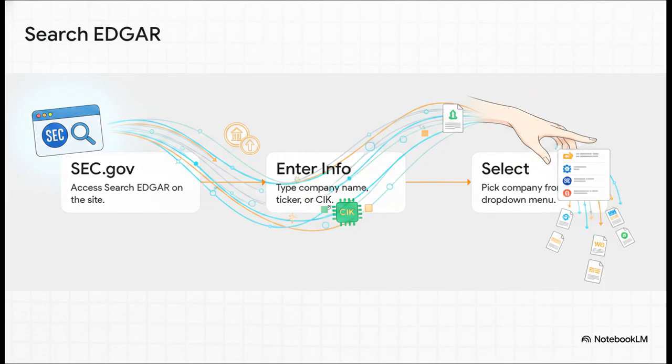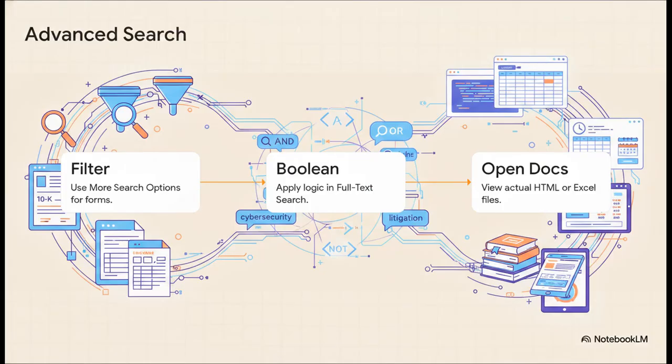Step 1. Just go to sec.gov and access Search EDGAR. Step 2. Enter the company name, the ticker symbol, or that CIK we just talked about. And Step 3. Carefully select the correct company from the drop-down menu to view their entire filing history. Once you're in, don't just browse aimlessly. You've got to use more search options to filter by specific filing types. You can even apply Boolean logic or exact phrases in the full-text search. So if you're looking for specific keywords like cybersecurity or litigation across decades of documents, you can do that.